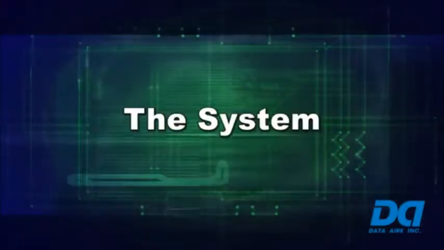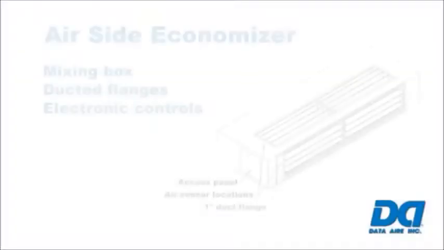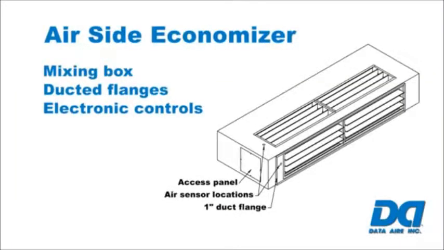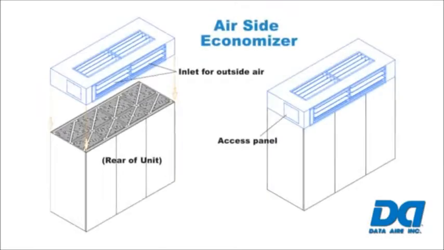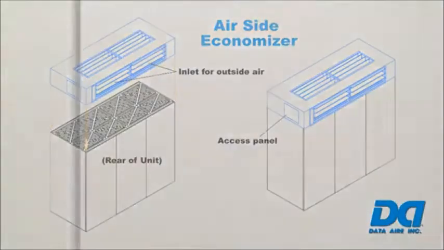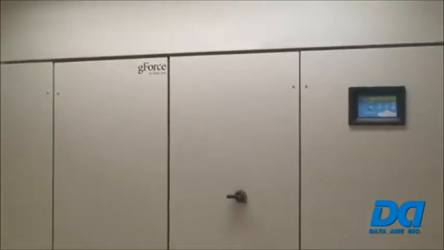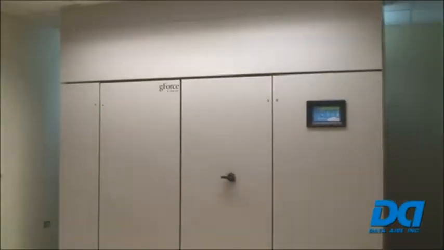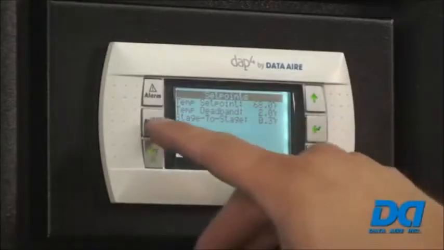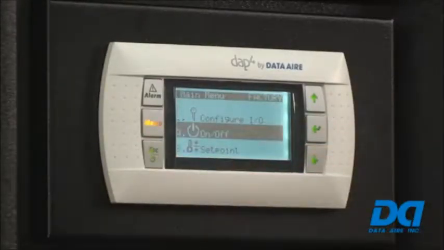The Aire Airside Economizer comes complete with mixing box, ducted flanges for outside air and return air ducting, and electronic controls. The mixing box includes two dampers controlled by a single actuator to ensure positive control of both the outside and return air damper. Airside economizers mount to any downflow G-Force, Aire series, modular Data Temp, or Data Temp computer room air conditioning unit and are controlled by Aire's advanced microprocessor controller, the DAP4.